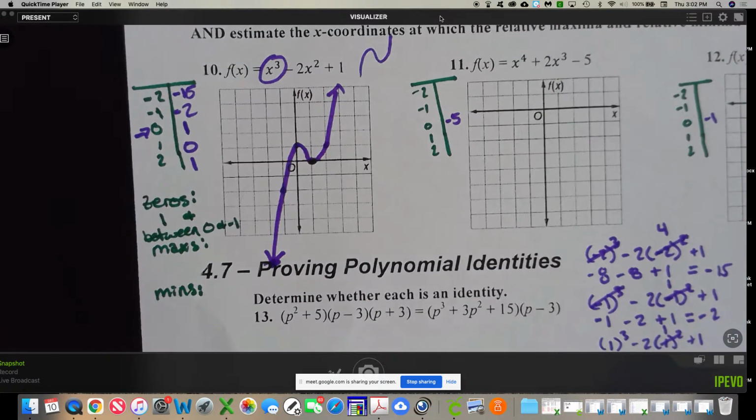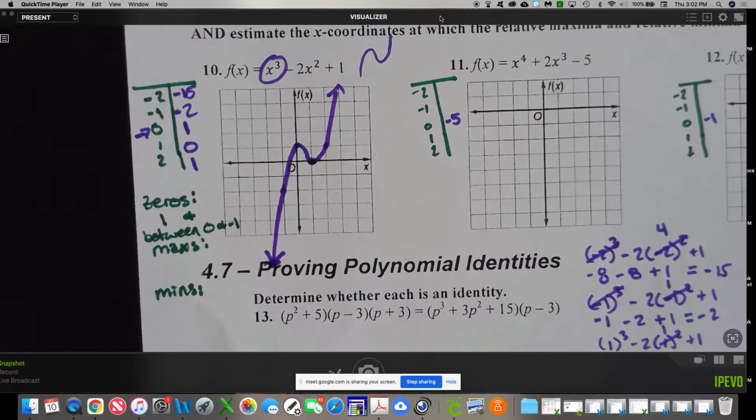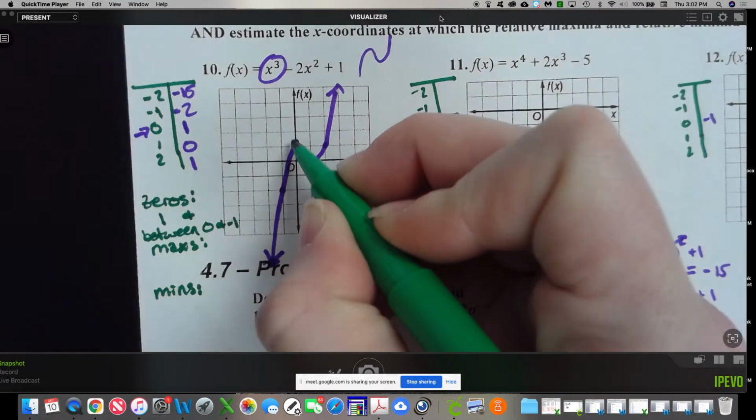Okay? The maximum. What's the high point? What's the coordinates of the high point? 0, 1. This guy right here. This is a max. 0, 1. Okay? The minimum?